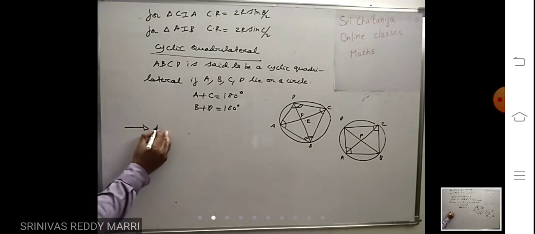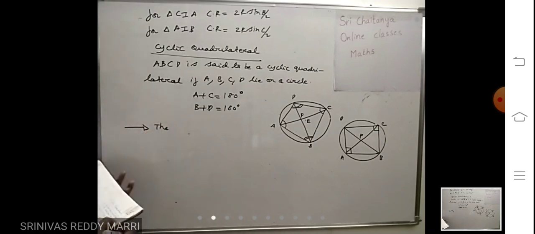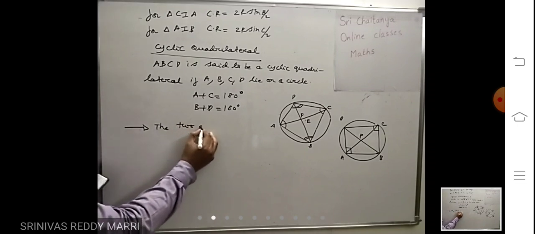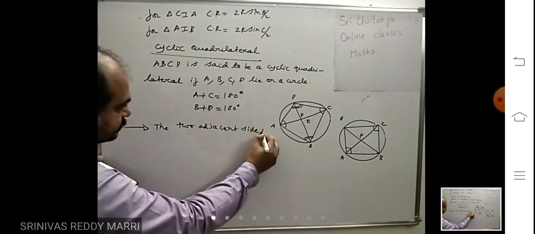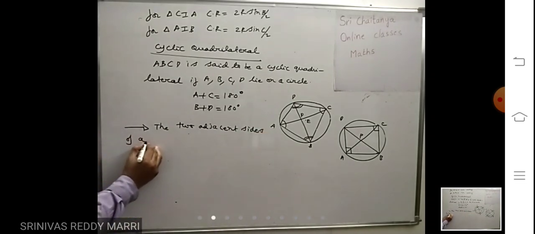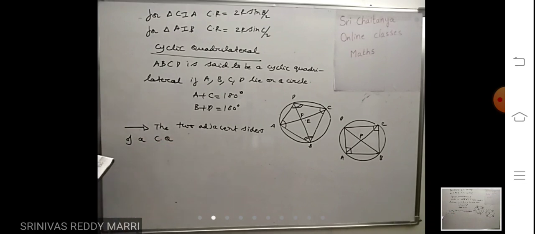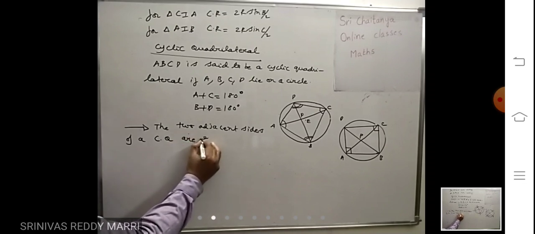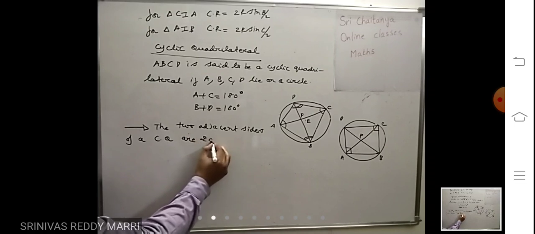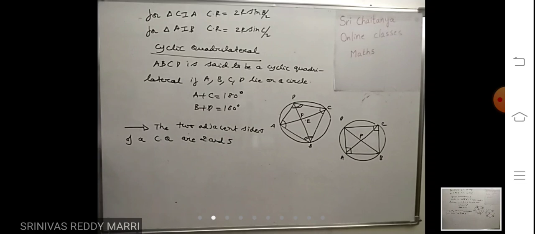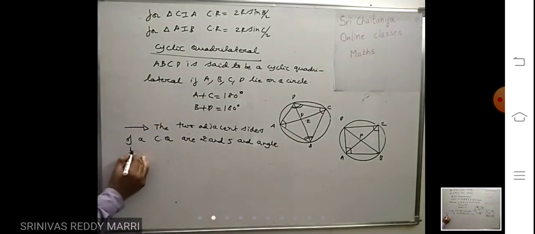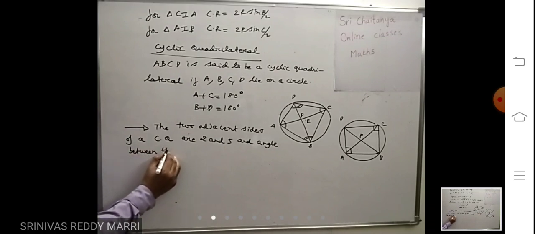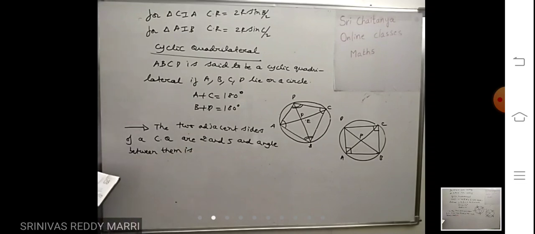Look at the problem. The two adjacent sides of a cyclic quadrilateral are 2 and 5, and the angle between them is 60 degrees.